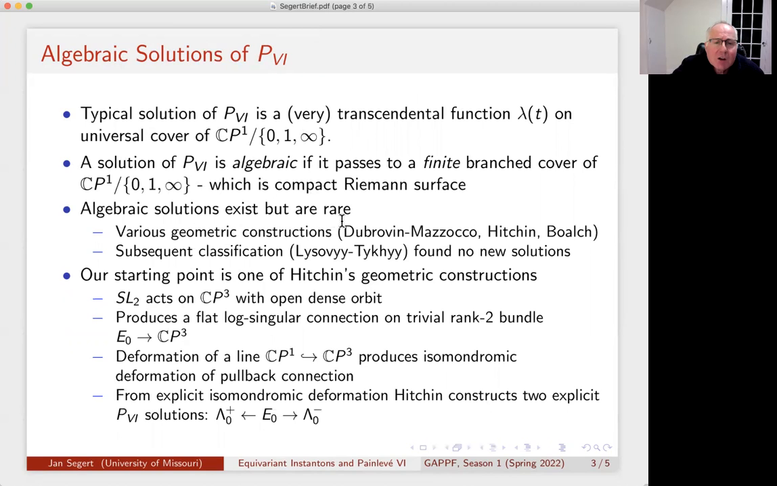There was a lot of activity on this in the 90s. Here's some of the key names that were involved. What we'll be doing is focusing on one of the constructions of Nigel Hitchin, where he takes an SL2 action on CP3 with an open dense orbit, and then from that produces an isomonodromic deformation by deforming lines in CP3, and from that constructs a pair of solutions of Painlevé 6.